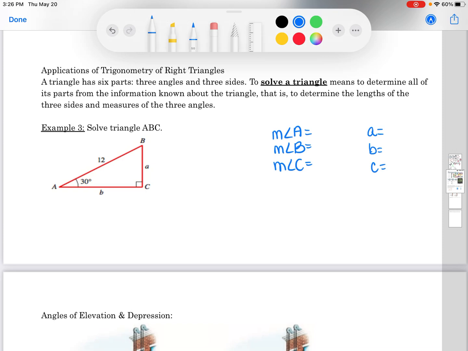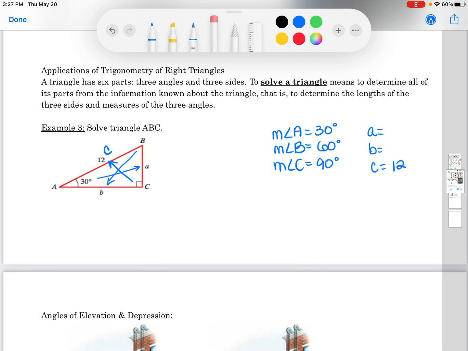And actually some of this information is given to us. If you remember from geometry, across from capital A is lowercase a, across from capital B is lowercase b, across from capital C is lowercase c. So I have 12 for lowercase c, A is 30 degrees, C is 90, and if we know that this triangle has to add to 180, that makes 60 degrees the only leftover option.